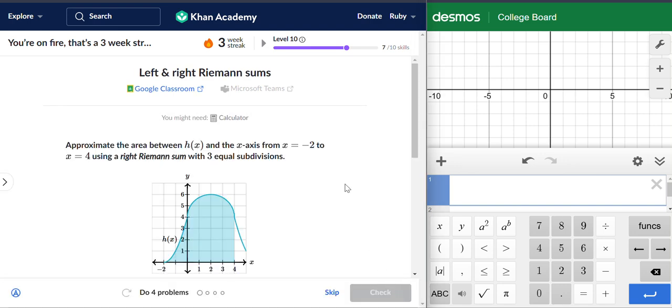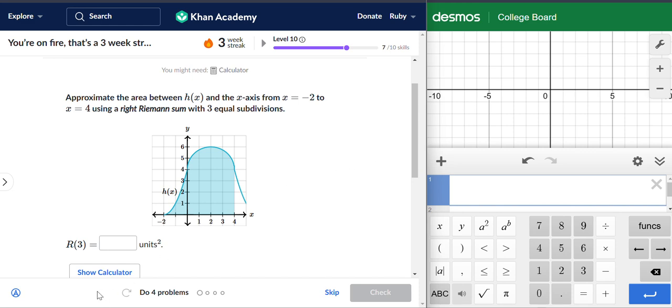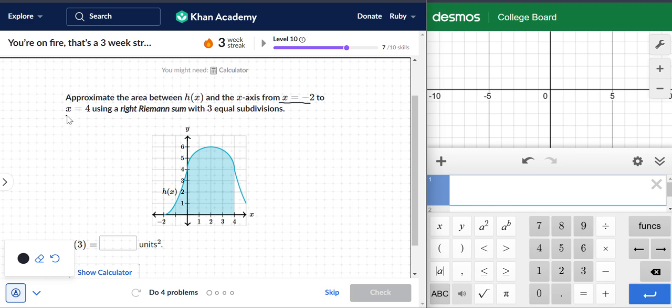with left and right Riemann sums. Okay, so approximating the area between each of x and the x-axis from this point to this point using right Riemann sums with equal subdivisions. Great, so we are starting from this point and we're ending over here.